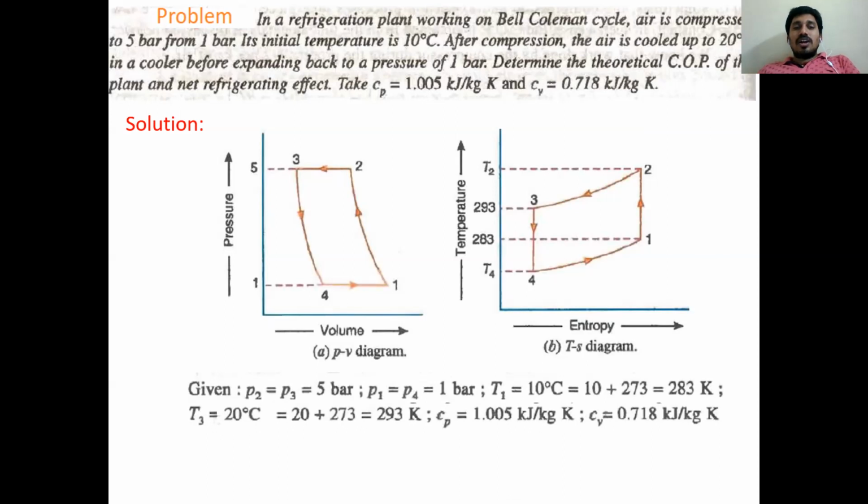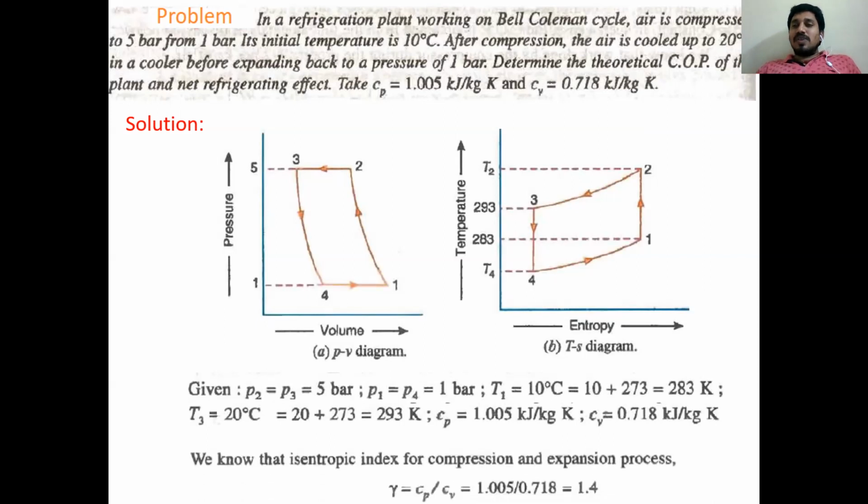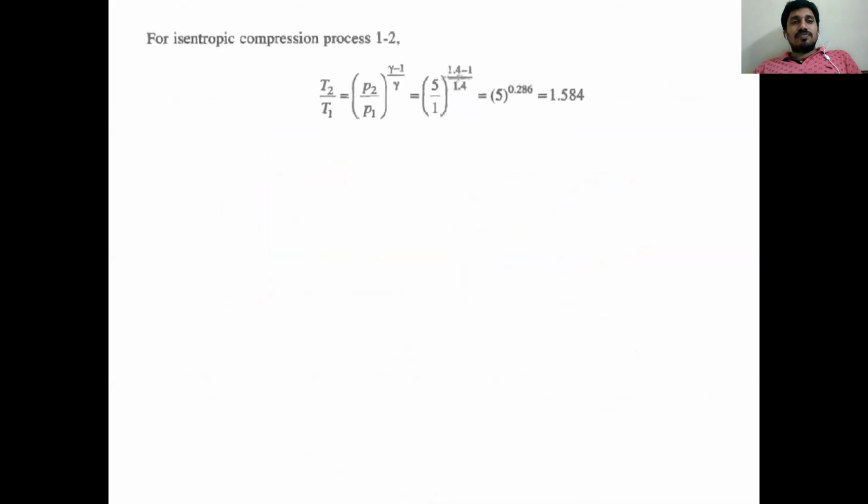Then the given data: P2 is equal to P3, 5 bar, P1 is equal to P4, 1 bar, T1 283 Kelvin, T3 293 Kelvin, and Cp, Cv values. We calculate the adiabatic index from Cp and Cv, as I told you in the beginning of the problem. Gamma is equal to Cp by Cv, which is 1.4. Without Cp and Cv we can still solve this, because gamma for air is always 1.4. There is no need to give Cp, Cv values for air, but they mentioned them, so we determined gamma with the data.